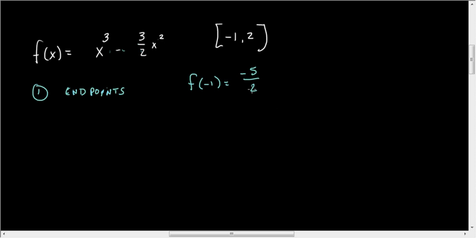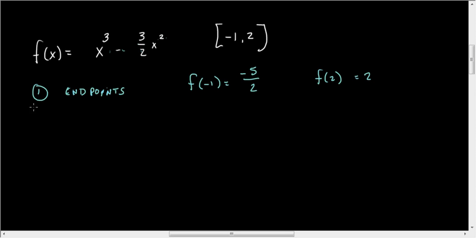Okay, f of 2, this is 8 minus 12 over 2, which is 6, which is 2. You can use your calculator on this as well. I just typically don't because I find that using a calculator is actually a little harder and slower. Check my math though, every now and then I'll make a mistake.